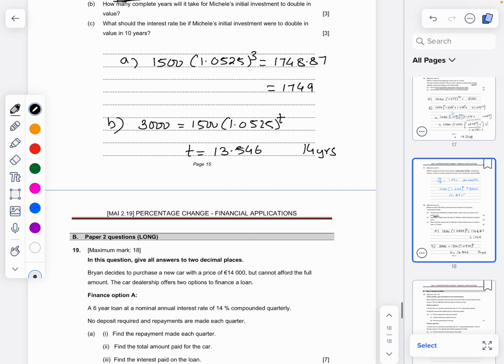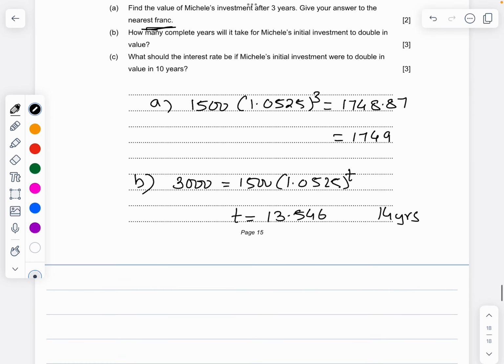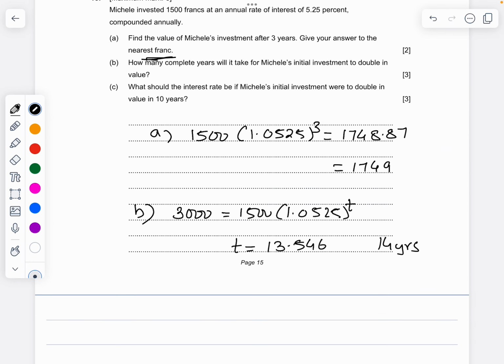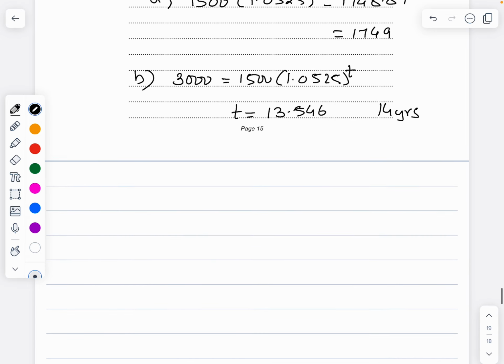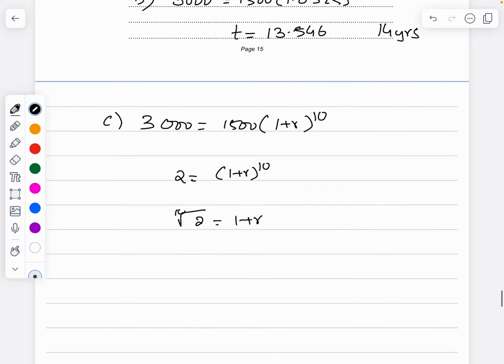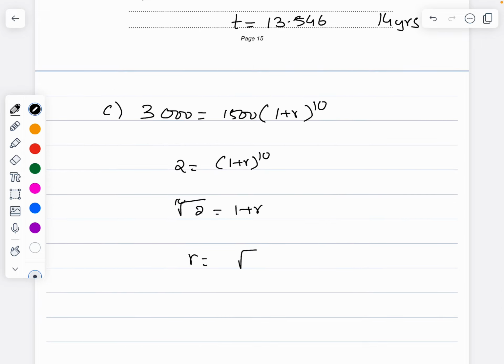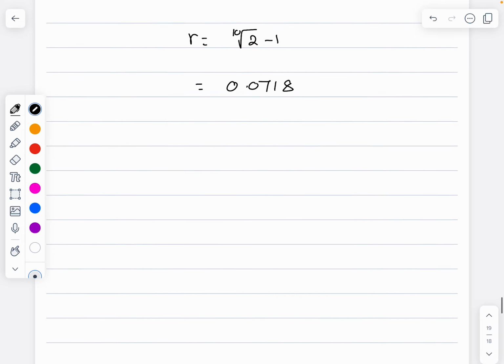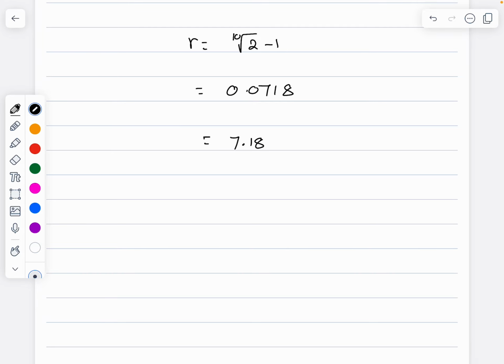Next, part C. What should the interest rate be if the initial investment should double in 10 years? So 3000 equals 1500 times 1 plus r to the power of 10. So 2 equals 1 plus r to the power of 10. So the 10th root of 2 equals 1 plus r. So r equals the 10th root of 2 minus 1, which is going to be 0.010718 or 7.18%.